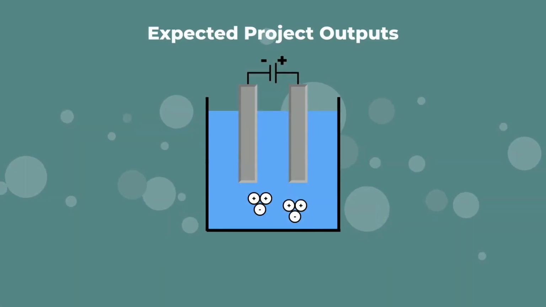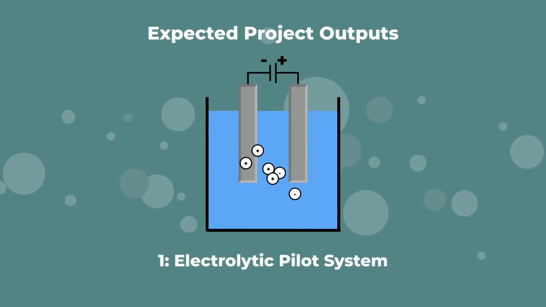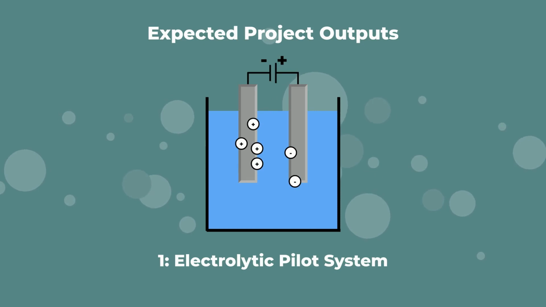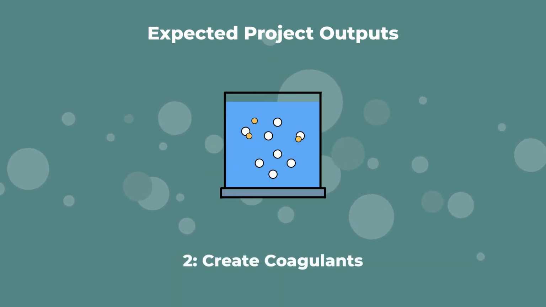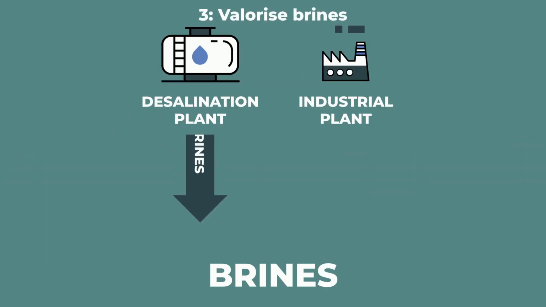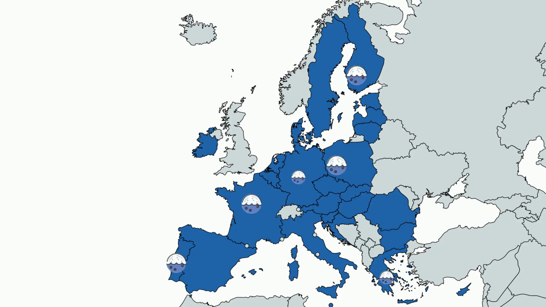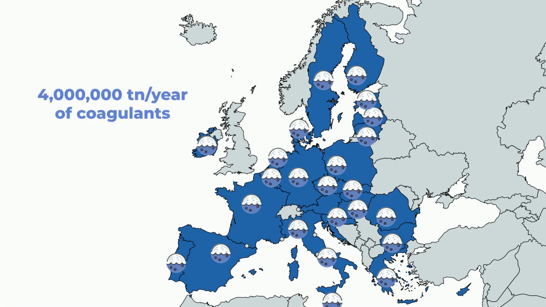What are the expected project outputs? Firstly, to design, build and operate an electrolytic pilot system using wastes to produce coagulants. Secondly, to create coagulants with an adjustable metal concentration. Thirdly, to valorize brines during the project. Finally, we plan to demonstrate that the technology is applicable to wastewater treatment plants in the EU, where over 4 million tonnes per year of coagulant are consumed.